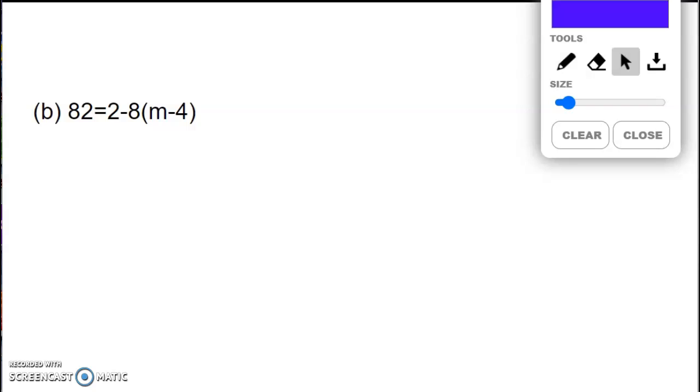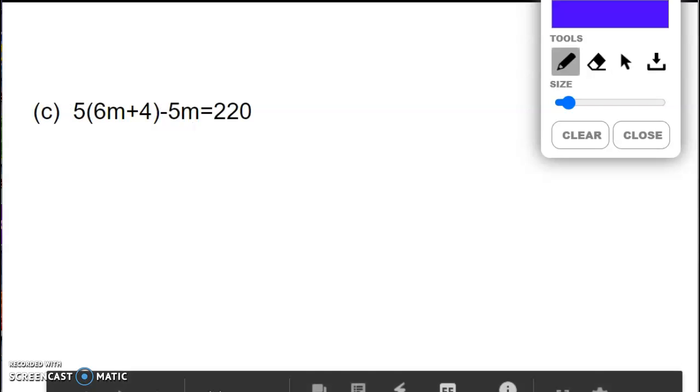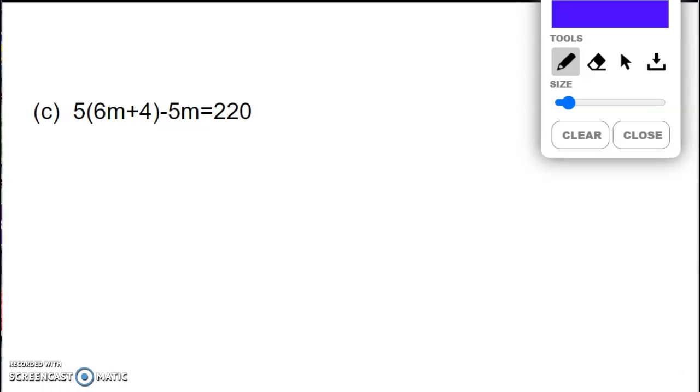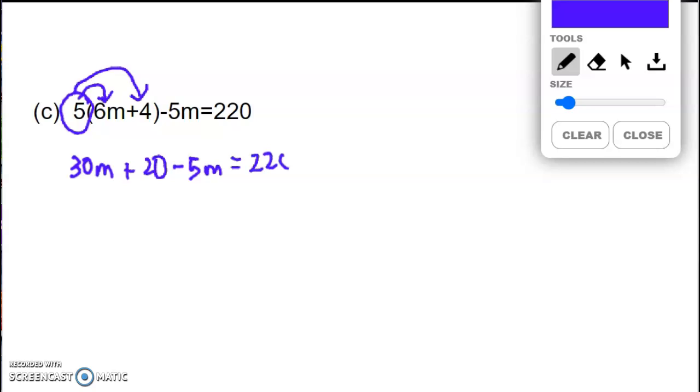Okay, great. So then let's go on to the next question. This time, 5 parenthesis 6m plus 4 parenthesis -5m is equal to 220. So first thing, again, we need to be looking for is distributing. So we need to distribute 5 to both 6m and to 4. So 5 times 6m is 30m. 5 times 4 is 20. We haven't done anything to -5m, so we need to bring that down, is equal to 220.